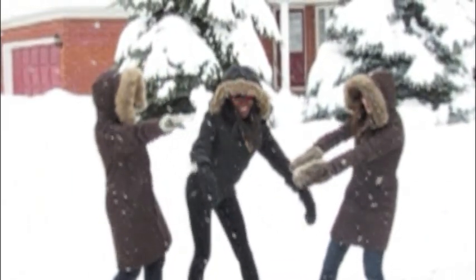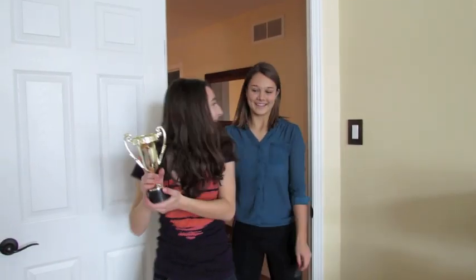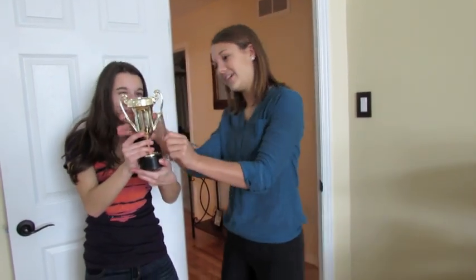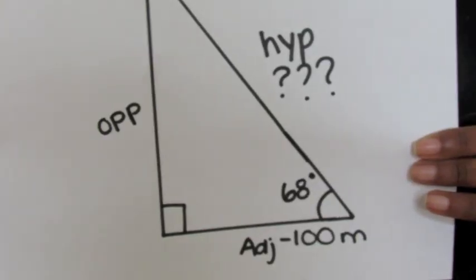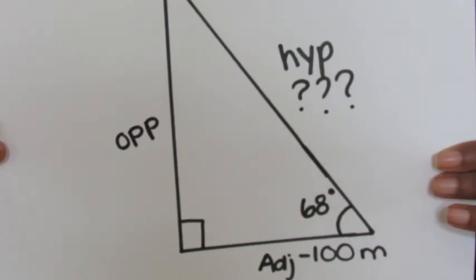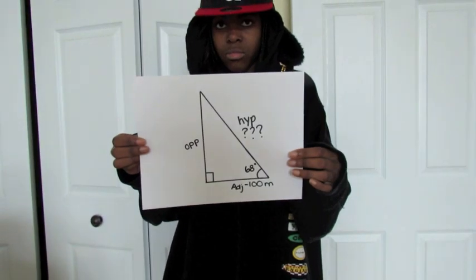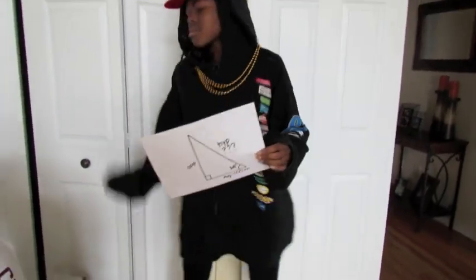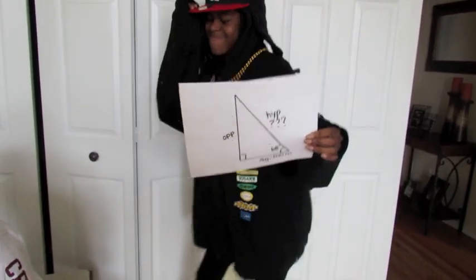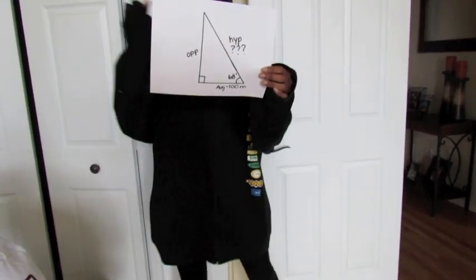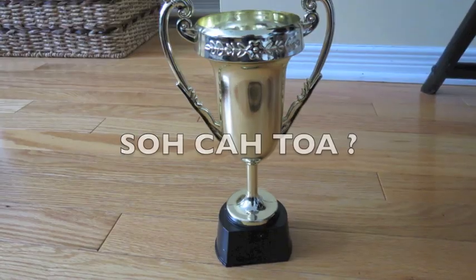Okay, here's the problem. Somebody wants to find the height of Lucy's gravy, but she doesn't really know how to. She only has some measurements of the angle and adjacent. But don't you worry, girl, we'll do this math right with you. The adjacent side is 100 meters and the angle is 68 degrees. And now we'll use these numbers to find the height of Lucy's gravy.